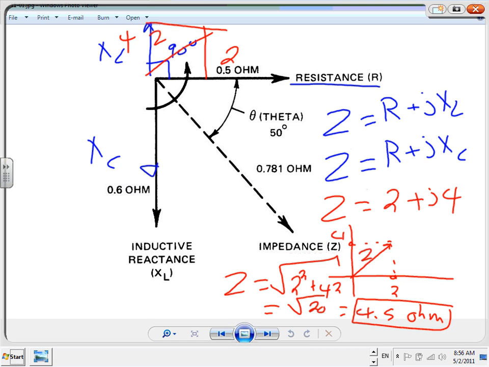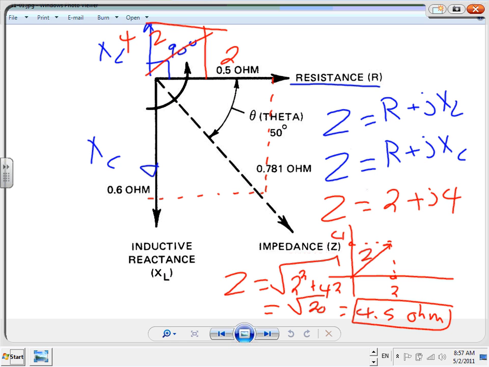Any question is how to add them? 2 plus 2 is not 4. 2 plus 2 vectorially is 2 square root of 2, right? So that's basically inductive reactance. Impedance is right in here. And if you draw the triangle down or up, it doesn't matter. And then you can find the triangle.